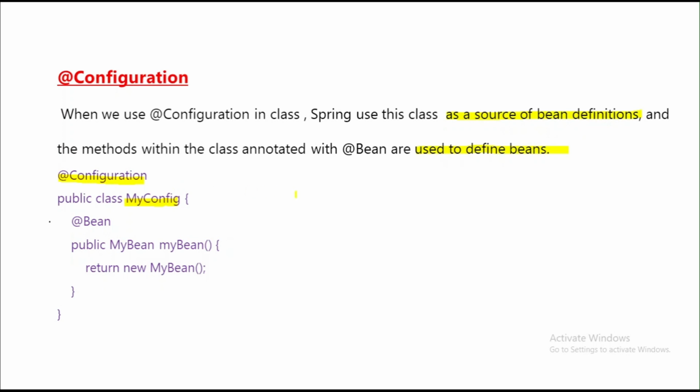Configuration classes can contain bean definitions and configuration methods. Inside a configuration class, you can use @Bean annotations on methods to define Spring beans. These beans will be registered with the Spring container and can be used throughout your application.